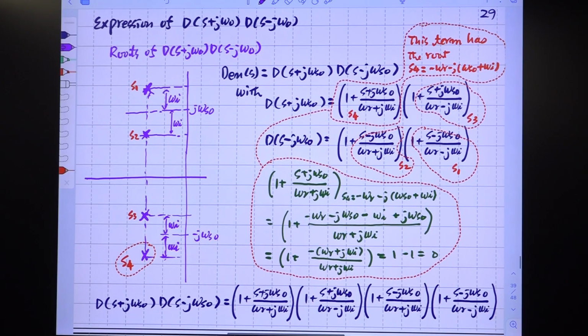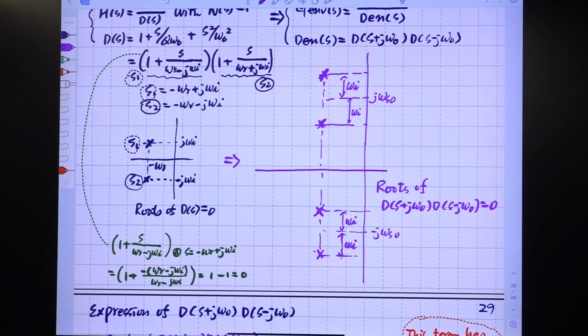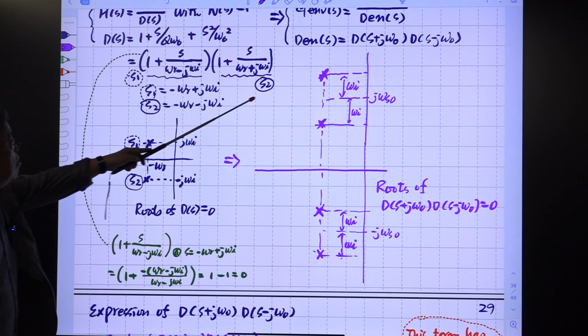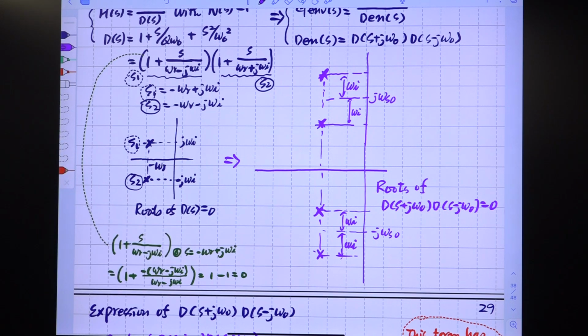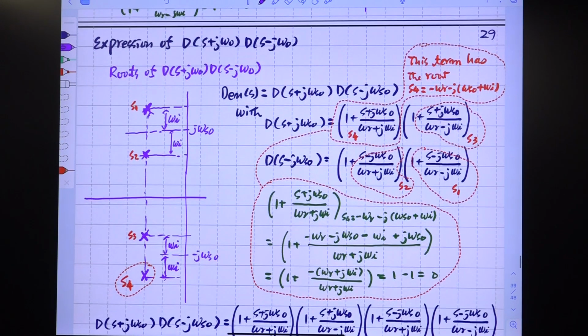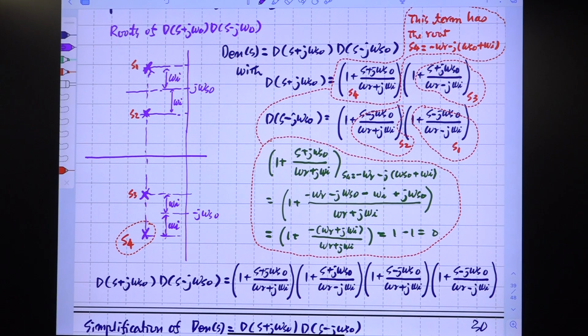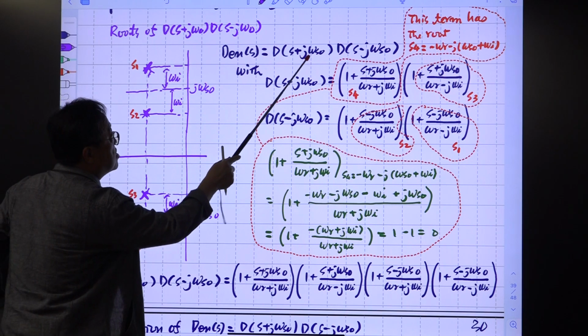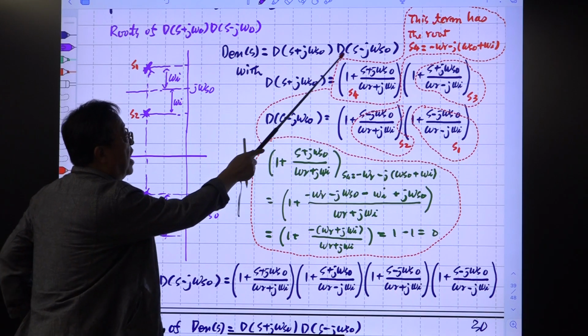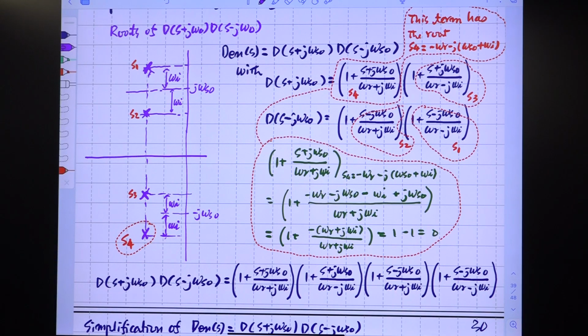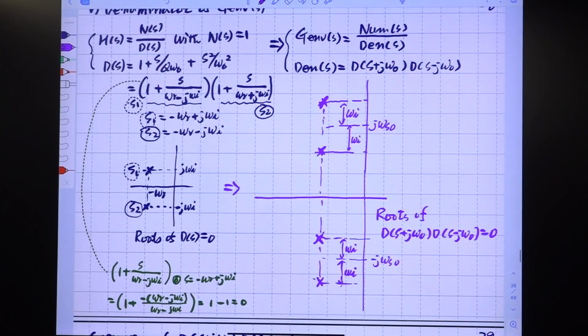Let me just introduce this slide, and we'll come back to this one later. So from this mapping, we have these 4 poles. We redraw 4 poles here: this one, this one, this one, this one. And the denominator is this one: (s plus j omega s0) times (s minus j omega s0). Then we have this.